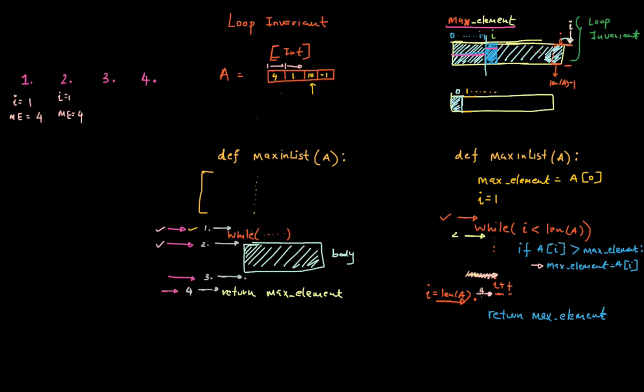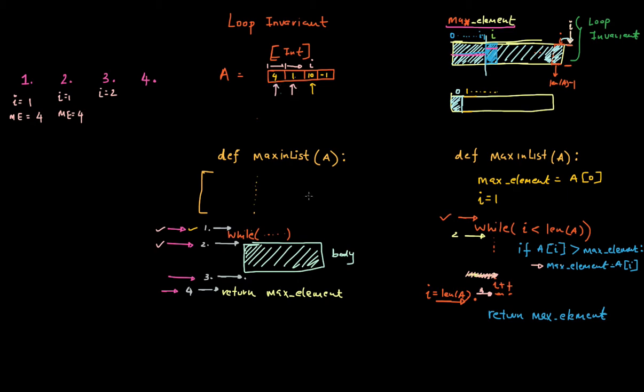Okay, so what is it at 3? At point 3, what is my I at this point? I at this point is 2. Okay, meaning if I is 2, I is currently pointing over there. What is the list I've looked at so far? The list that I've looked at so far is 4 and 1.